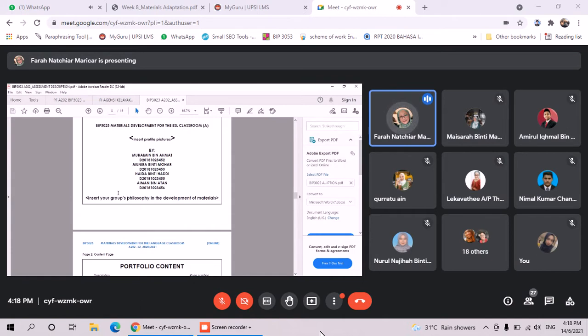So for your group, what is your philosophy in the development of materials? It could be that whenever we create materials, they must be very attractive. Or when you create materials, they must be up to date, so that students can relate to them. So you present your own philosophy or motto or slogan or even caption. The easiest way is a caption.